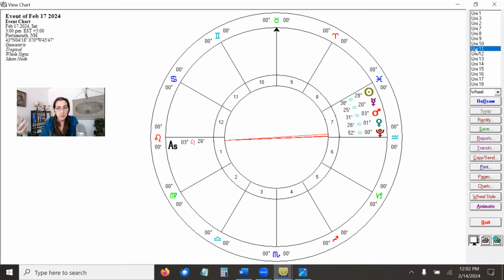I have seen it, Pluto in clients' charts moving through that sector. And this is not doomsday. This does not mean that your relationship is over.